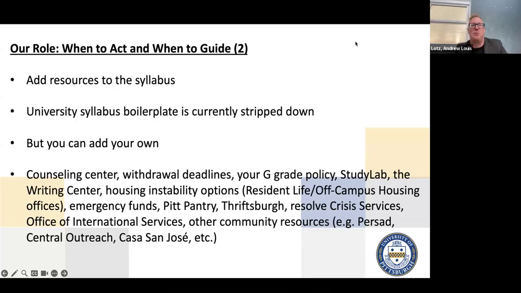There are all sorts of supports for students, and you can make them know where those things are. And knowing can relieve your feeling of needing to act, because you can just say, hey, if this is stressing you, here's where to seek help. That can be a huge support to students.